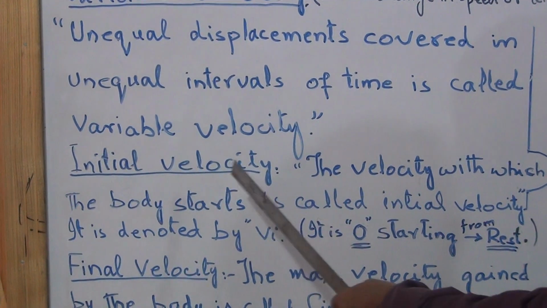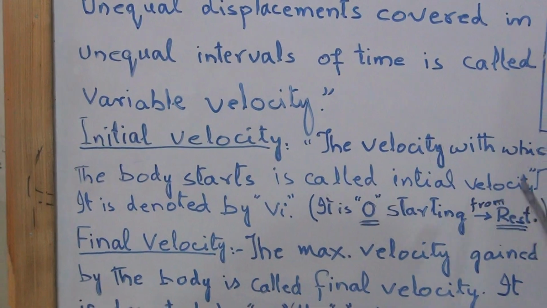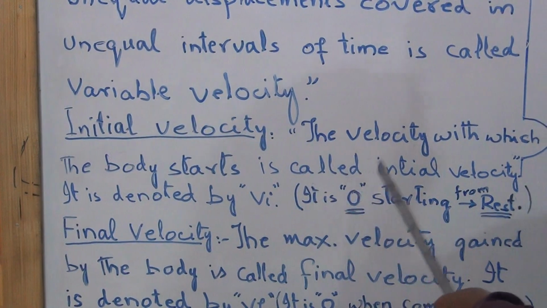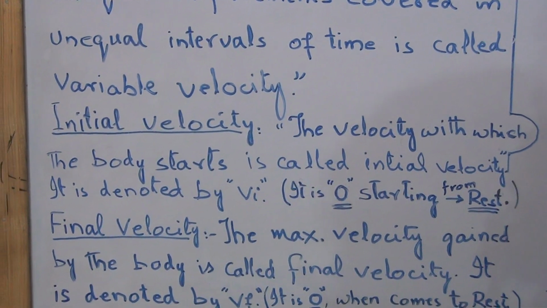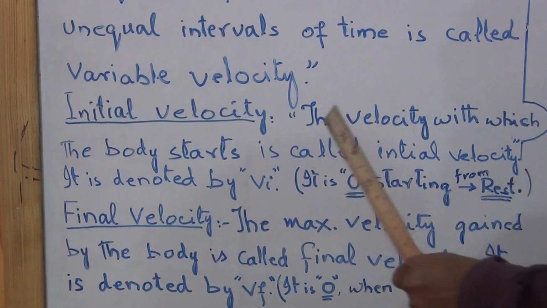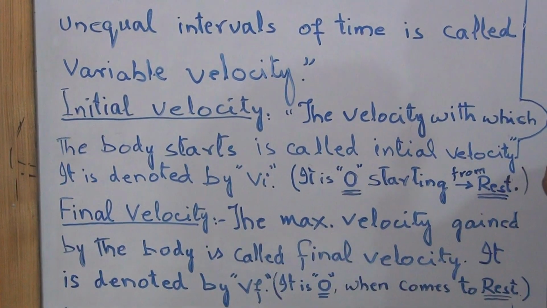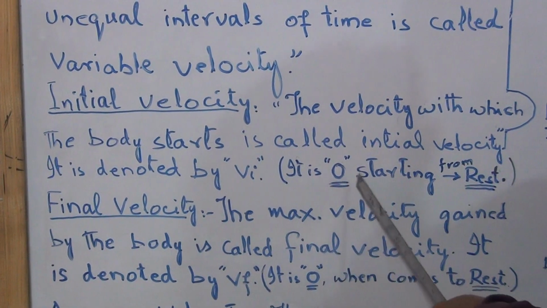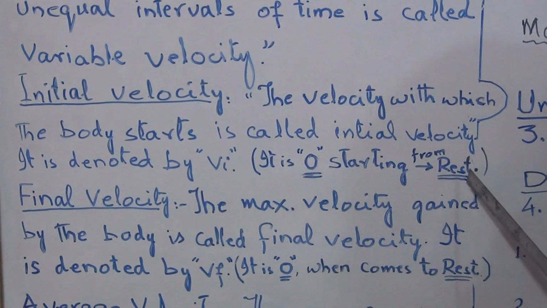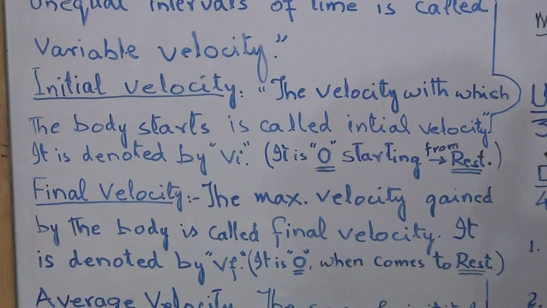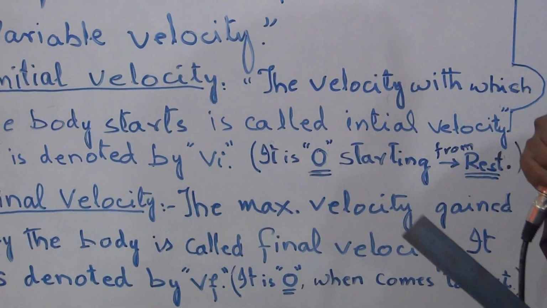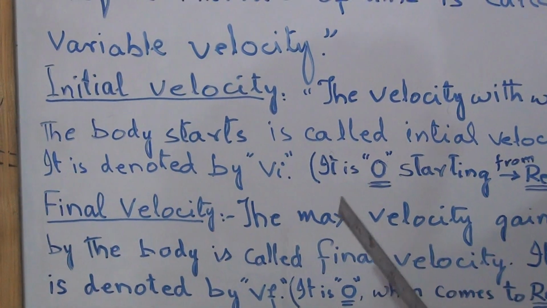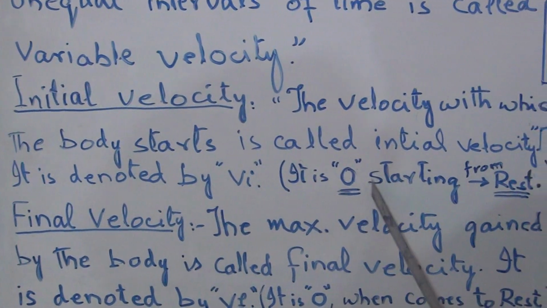Now we come to the initial velocity. The velocity with which the body starts is called initial velocity. It means with what velocity you are starting. For example, you are starting with 20 km per hour. It is your initial velocity. But it is 0 when starting from rest. When your car is stationary and you want to move it, if you look at the speedometer, it will be at 0. So that is the initial velocity.